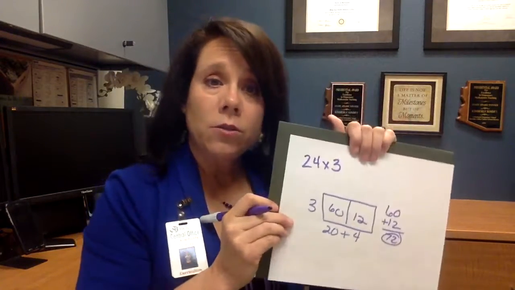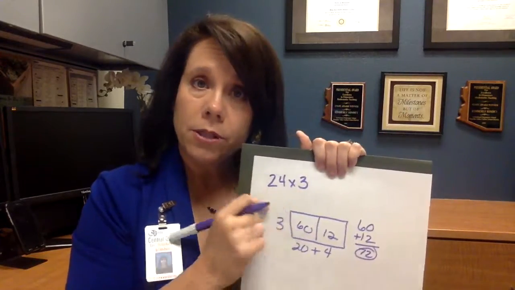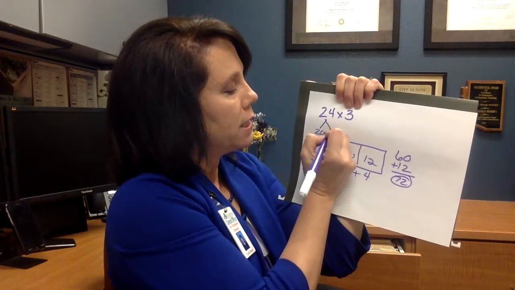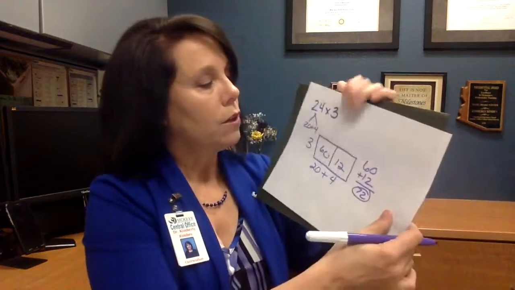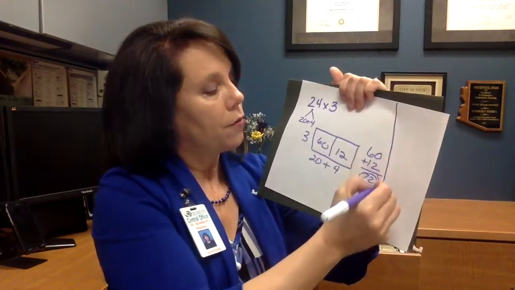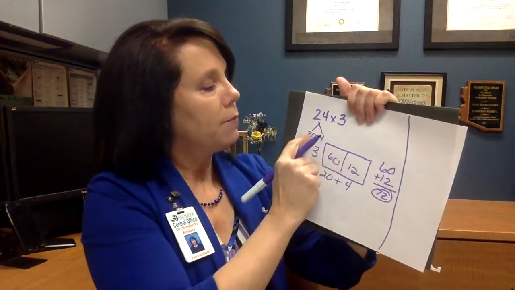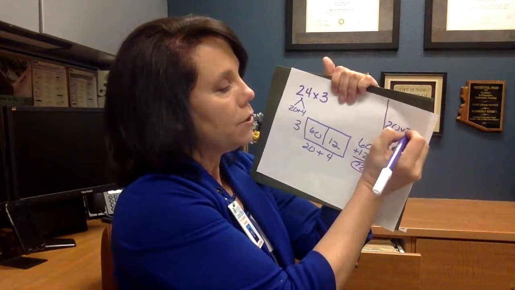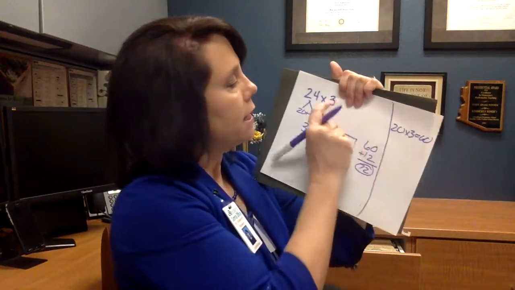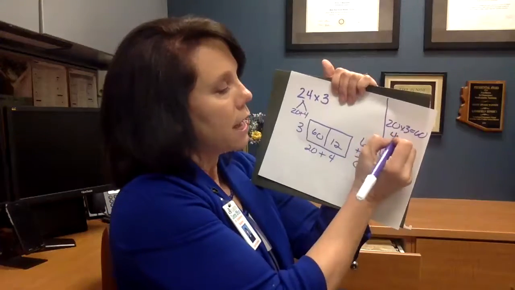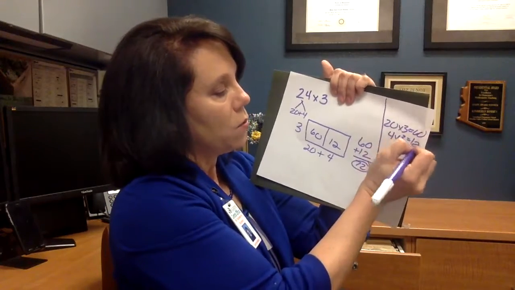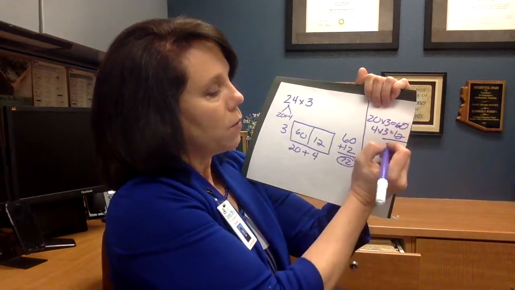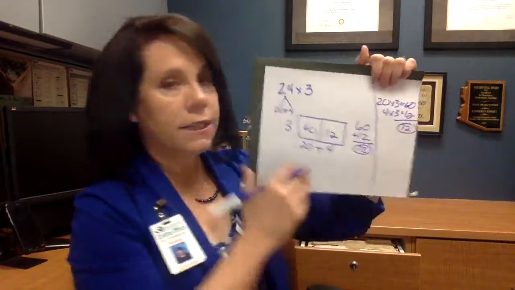Now, another way that students will often do this is they can use a decomposing strategy, where you take 24 and you're going to decompose it into 20 plus 4. So let's see. I'm just going to come over here, and I'm going to take 3 times 20 and 3 times 4. So 20 times 3 gives me 60. 4 times 3 gives me 12. And once again, I can see that 60 plus 12 gives me 72.